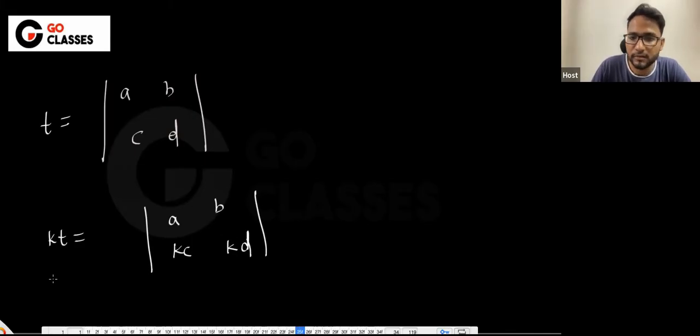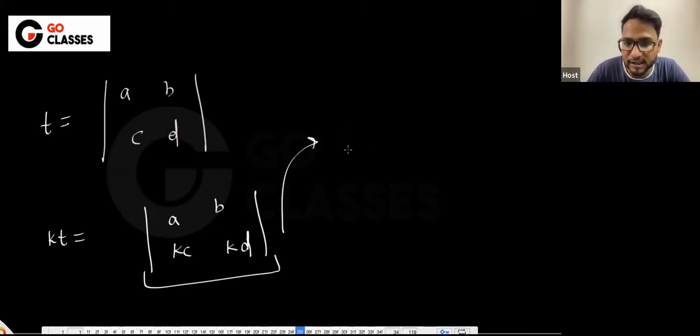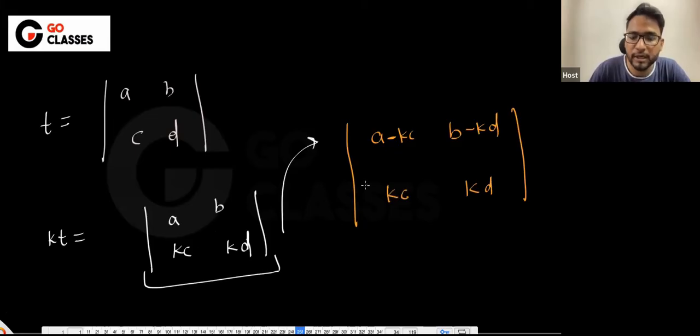But I just got a doubt. Let's suppose this is A B C D, and let's suppose this is T. If I multiply K, then can I write this K T equal to A B K C K D? Right? That should be fine to everyone, right? And then let's suppose I rewrite it this way: A minus K C, B minus K D, K C, K D. These two matrices are the same, right?